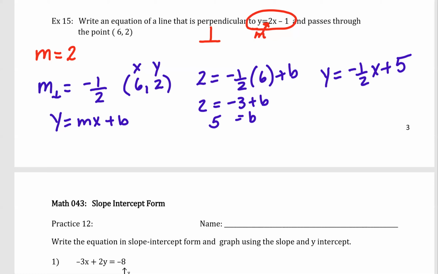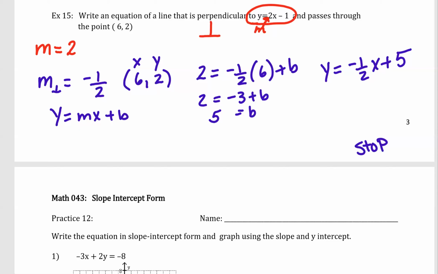I would suggest you stop here, pause the video, and work on practice page 12. And when you've finished it, come back and check your answers.